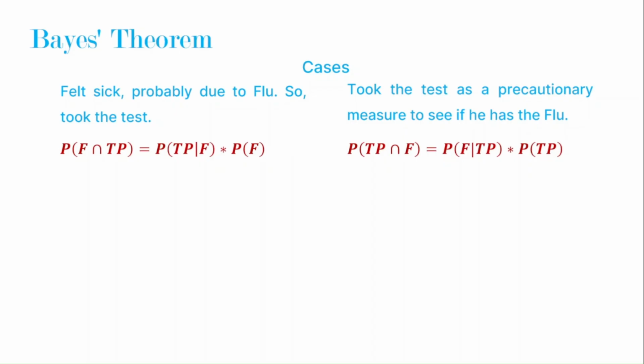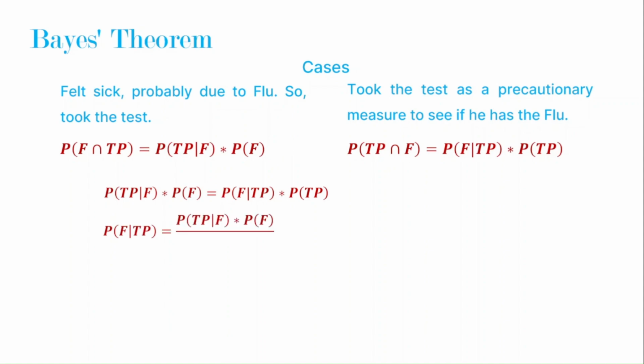Now if we look closely, these two terms should be the same. So on comparing these two relations, we can write probability of being tested positive given flu multiplied by probability of flu, which will equal the probability of having the flu given tested positive multiplied by probability of being tested positive. This can be written as the probability of actually having the flu if the test result is positive, which becomes probability of tested positive given flu multiplied by probability of flu upon probability of tested positive. And this is known as the Bayes theorem.